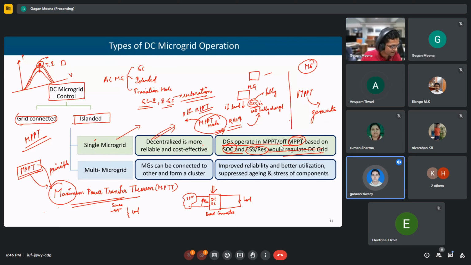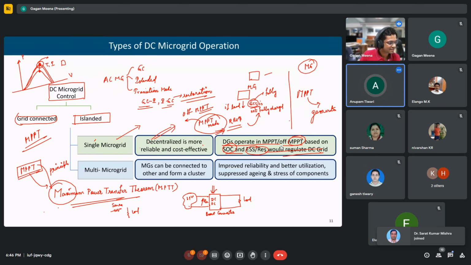Sir, why is it boost? Why is it always a boost converter? Buck-boost can also be used, but buck is not used. Why is buck not used?